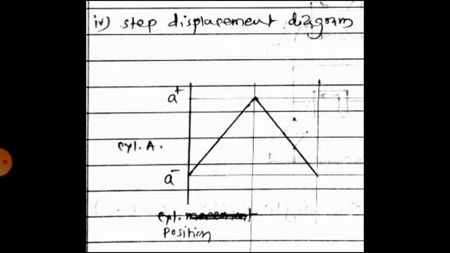Then the step displacement diagram. In the step displacement diagram, the x axis is the time axis, and the y axis is the cylinder position. Now from A minus, cylinder A reaches A plus at time t. So you can find out the cylinder positions with respect to time by using the step displacement diagram. A minus to A plus is the forward stroke of cylinder A, and A plus to A minus is the return stroke of cylinder A.